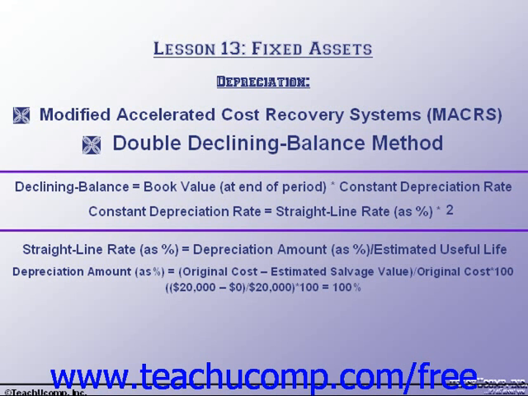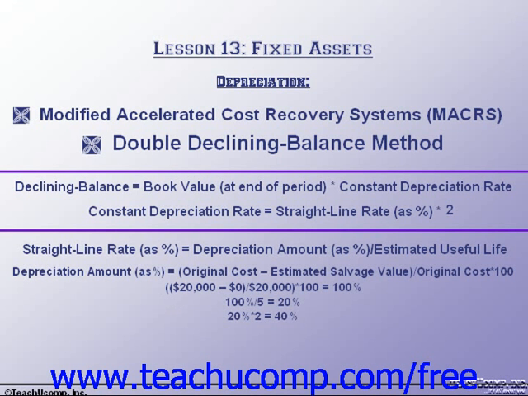You can then take that amount and divide it by the useful life. So if we take 100%, which is the amount of depreciation expressed as a percentage, and then divide that by 5, assuming 5 years of useful life, that would give us 20%. This is the straight line amount expressed as a percentage. To then find the double declining balance rate, you would multiply that result by 2, which is the constant. This would give you a double declining balance rate of 40%.